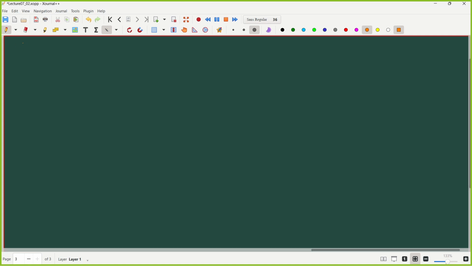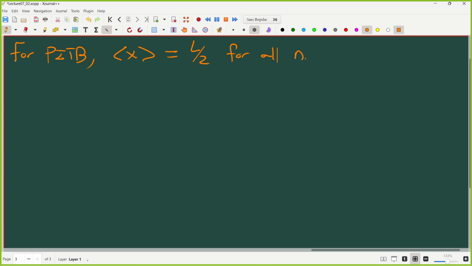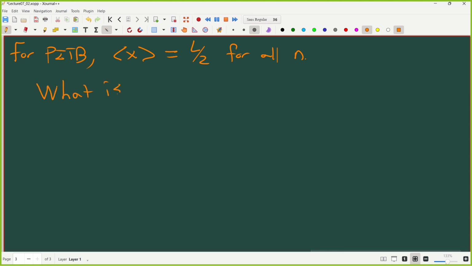So for the particle in the box, for the PITB, the average of x is equal to L over 2 for all n. But what I want to measure is the standard deviation. What is the standard deviation of x?